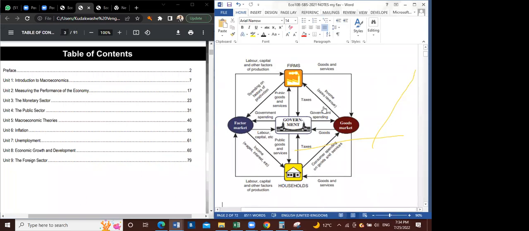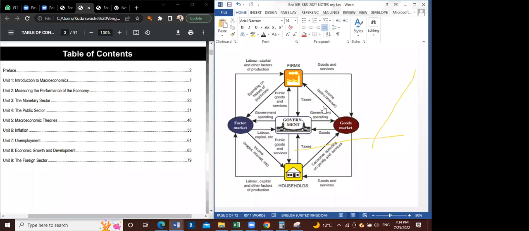You can see that we have 2 main participants, which we are going to be increasing to a 3rd one. But we have 2 main participants: the households and the firms, and these create 2 major markets. We have the goods market and the factor market. And these we dealt with in detail when we were looking at economics 1A, which is your microeconomics.